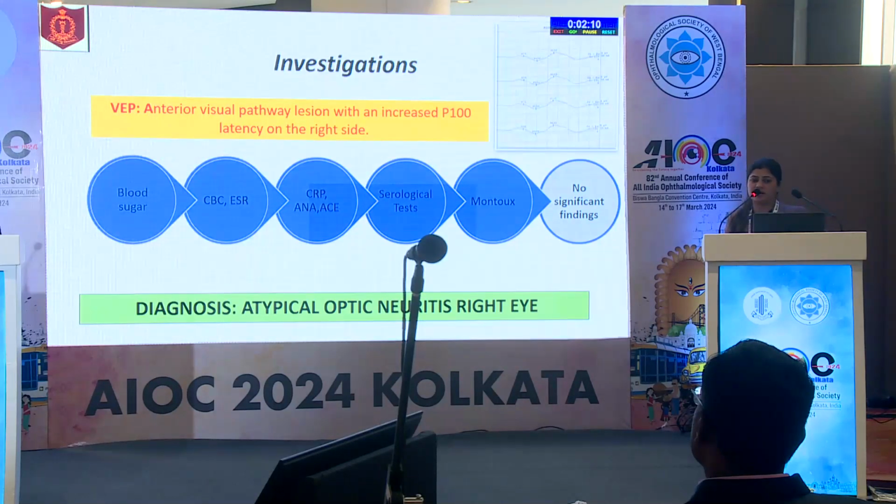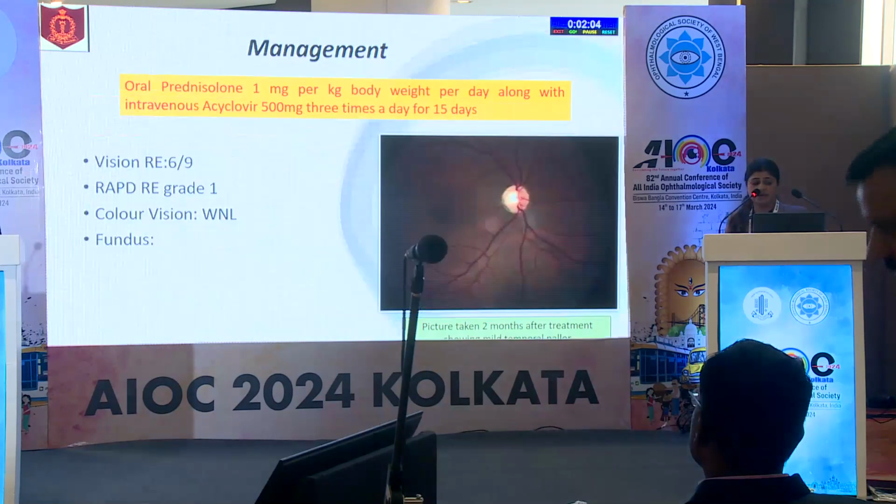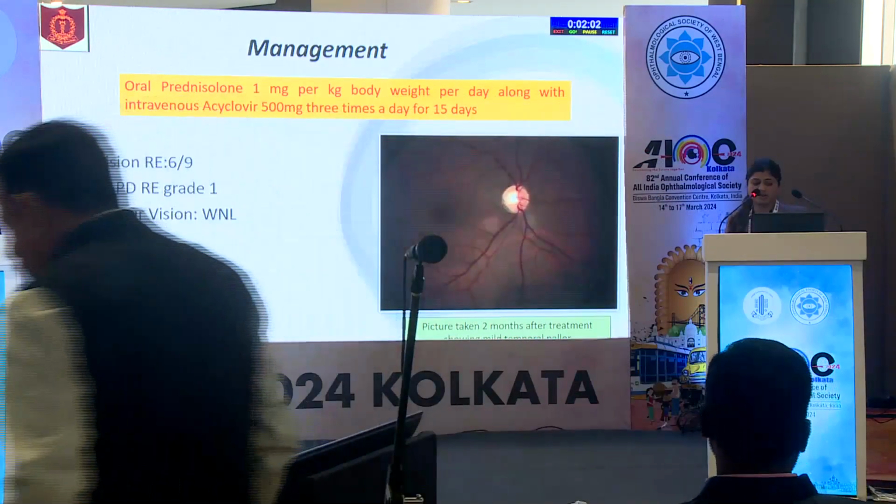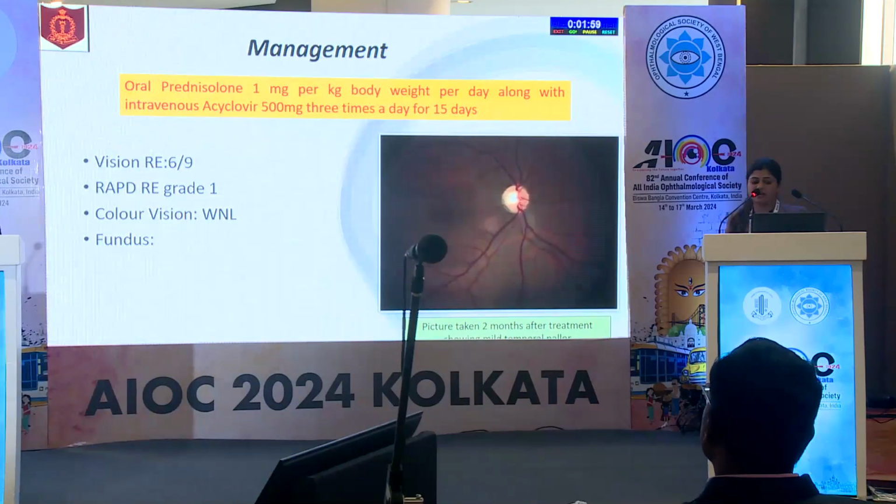On the basis of the history, clinical examinations, and the investigations, a diagnosis of atypical optic neuritis right eye was made, and the patient was started on oral prednisolone 1 milligram per kg body weight, along with IV acyclovir 500 milligrams 3 times a day for 15 days. After the completion of the treatment, the vision improved in the right eye to 6/9. However, the RAPD still persisted.